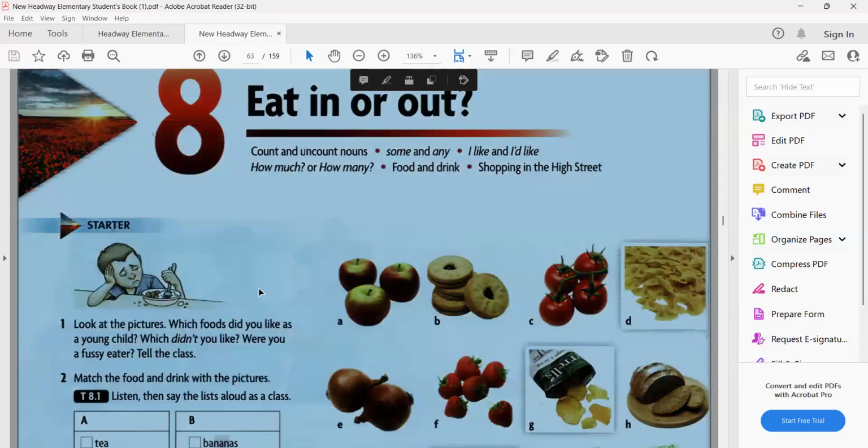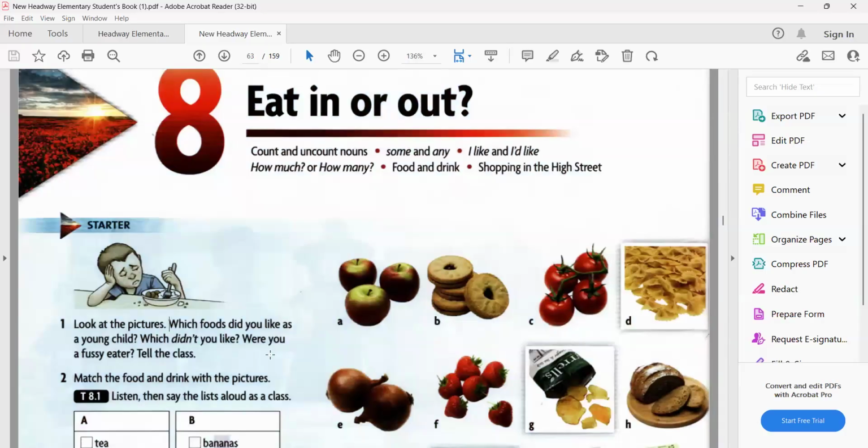So let's take the first picture. Look at the picture. Which food did you like as a young child? Which didn't you like? Were you a fussy eater? Tell the class. You know what's a fussy eater? Fussy eater is a picky eater. Yani a person who doesn't eat all the food. He prefers some food. He doesn't like this food. We call him fussy eater. So fussy eater is a person who doesn't like to eat anything. He has specific things that he can eat.